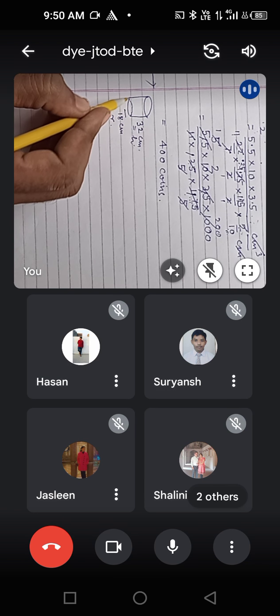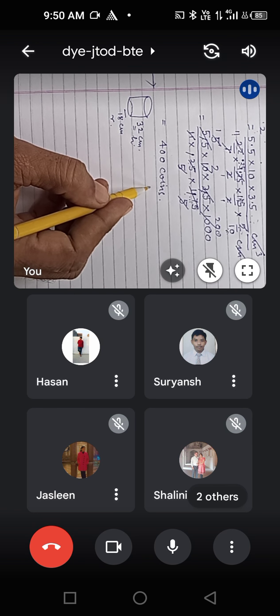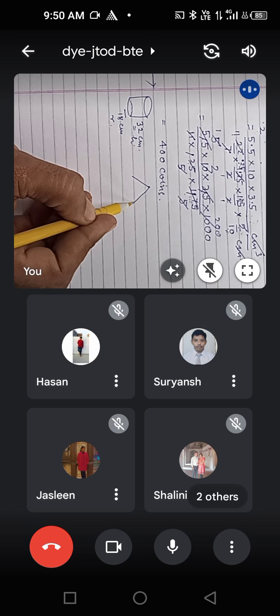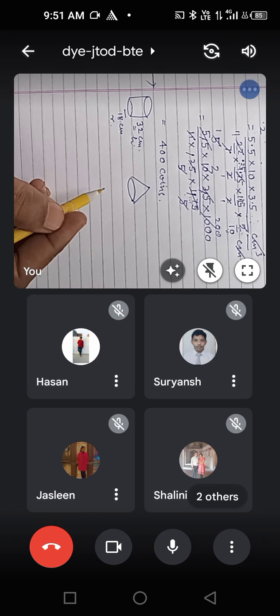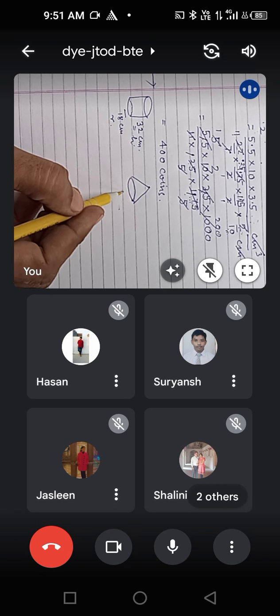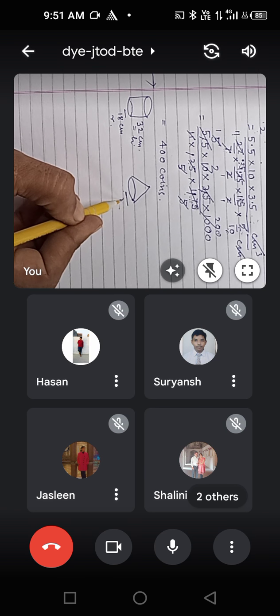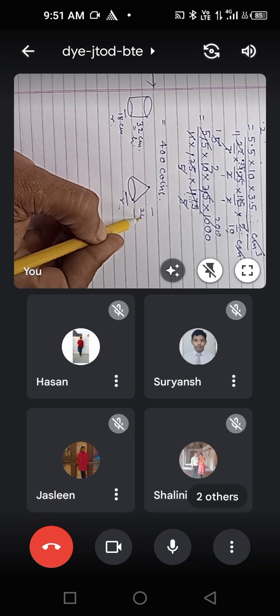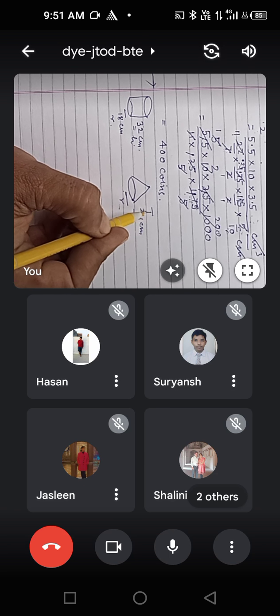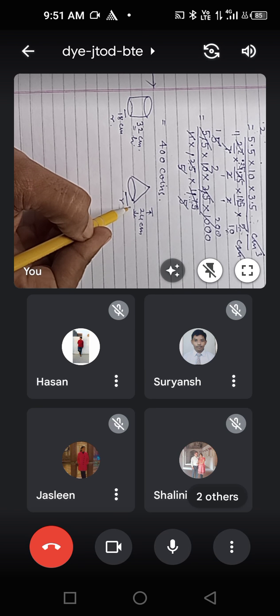This is all filled with sand, and all this sand is transferred onto the ground, and it forms a conical heap. Heap, you can understand? Yes. So all is collected at one place. When it is inverted, it forms a conical heap. This heap has the radius r, and its vertical height is 24 centimeter, and this is the slant height.